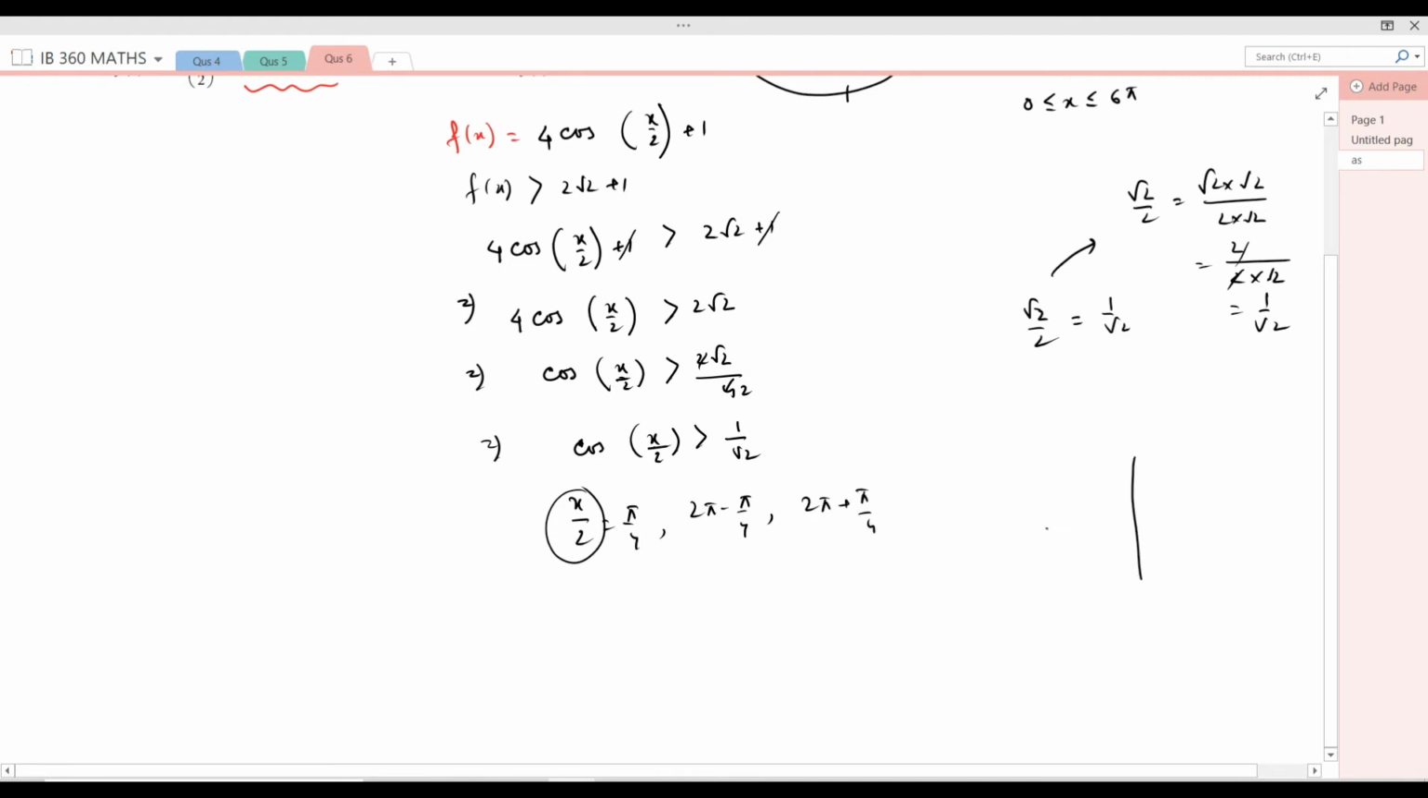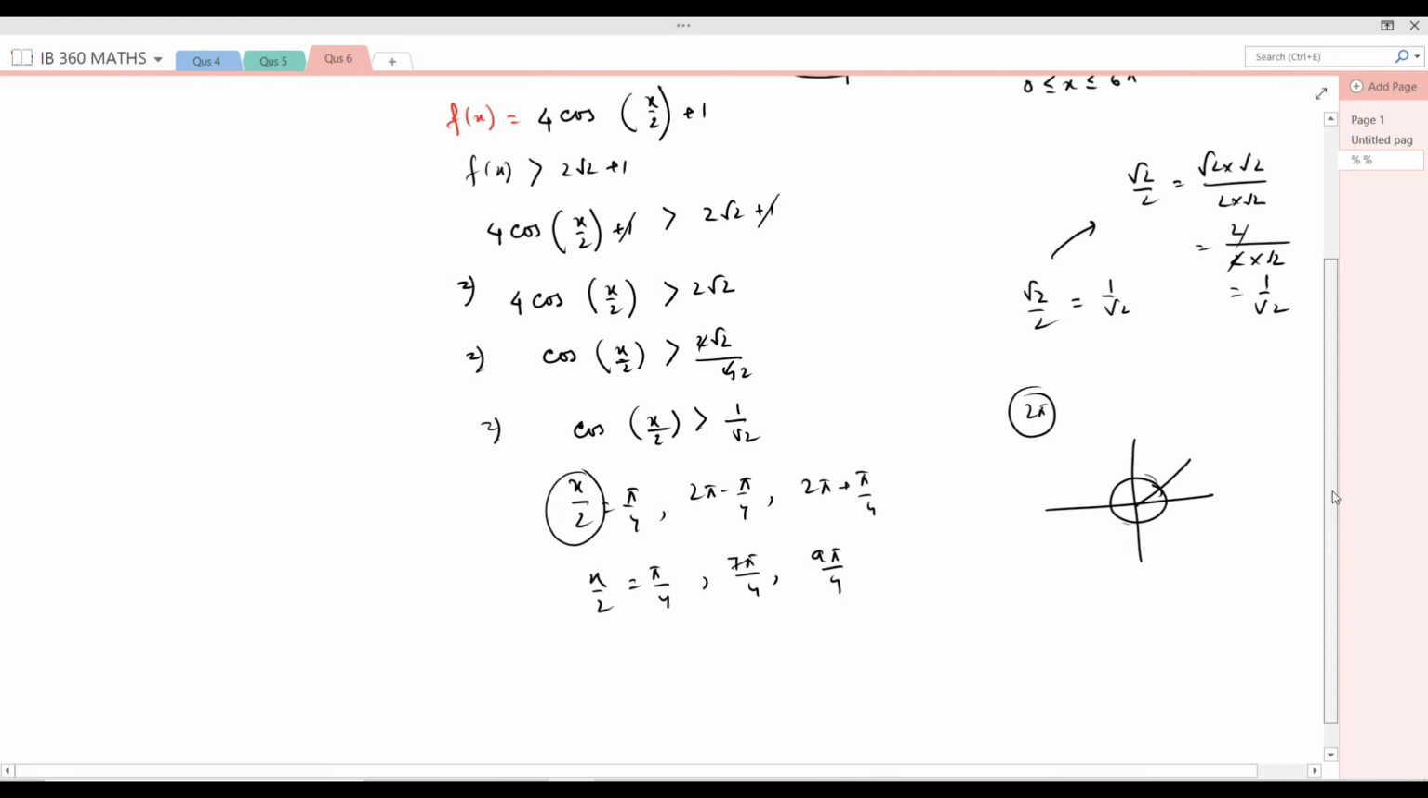If this is a 360-degree rotation, then if it is π/4, the period of cos will be 2π. After a rotation of 2π, I will again have π/4, and after rotating 2π in the negative direction, π/4 will be there again. So ultimately I am getting 3 angles: x/2 equals π/4, 7π/4, and 9π/4. These are the critical values that x/2 can have.